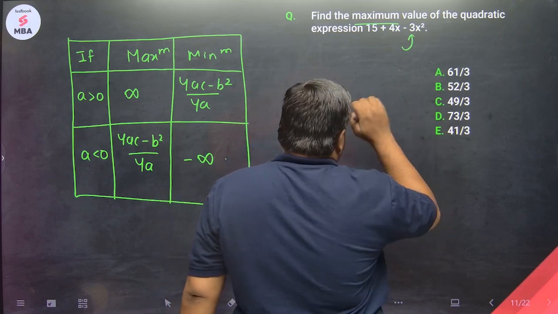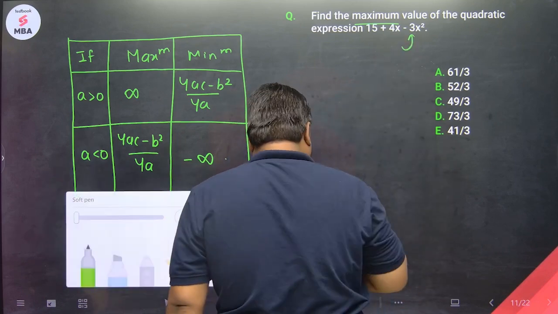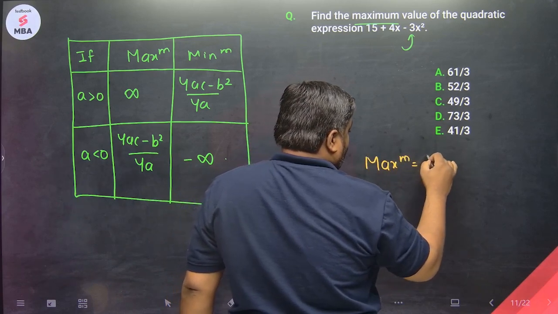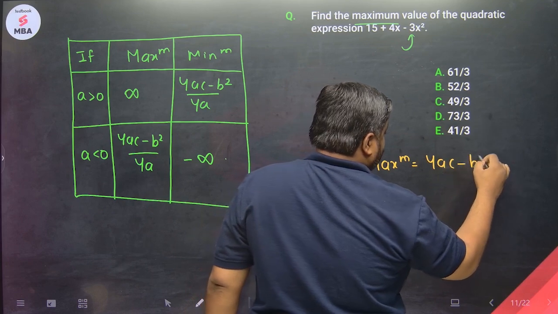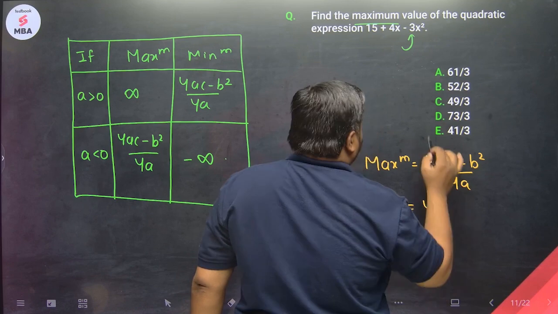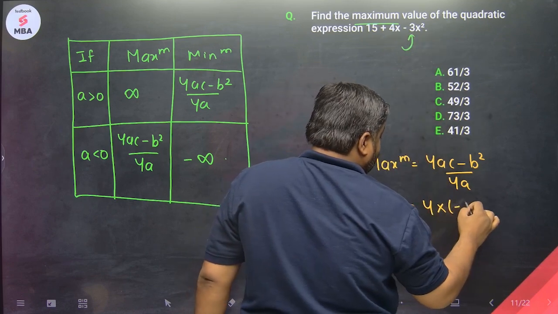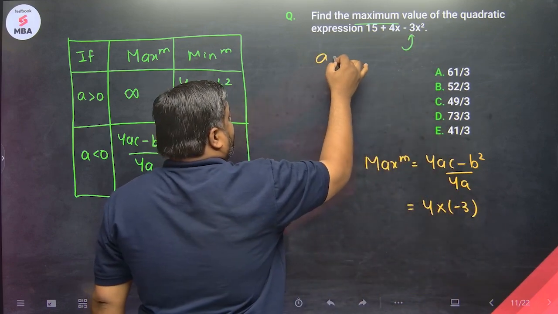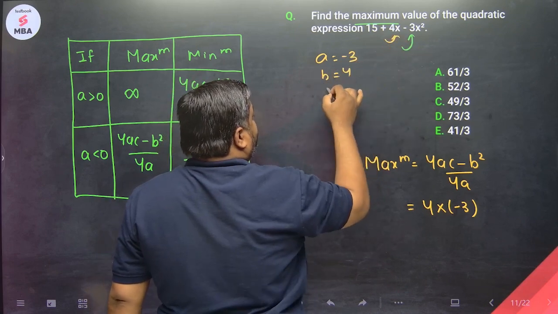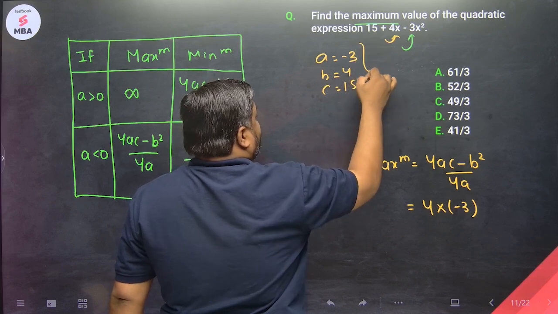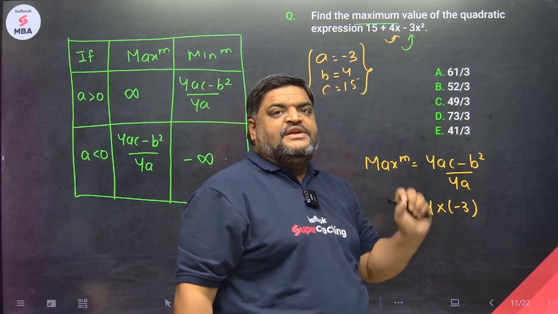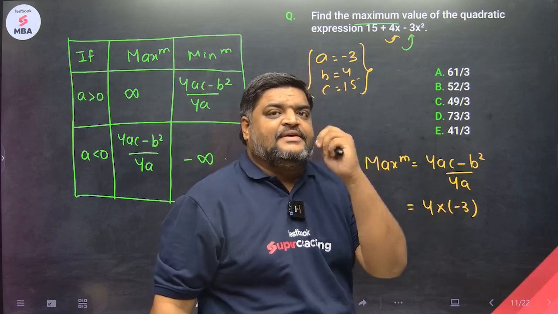So for this question, the maximum value would be 4ac minus b² upon 4a. Now 4 into what is a? A is -3. Keep this in mind. For this question, a is -3, b is something which is associated with x, b is 4 and c is 15. ऐसा नहीं है कि जो हमेशा पहले होता है वो a होता है। a is that coefficient which is associated with x² along with the sign.